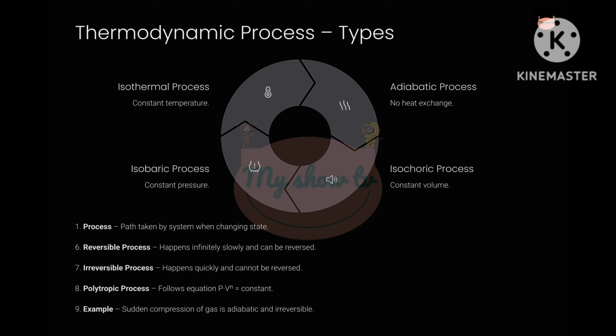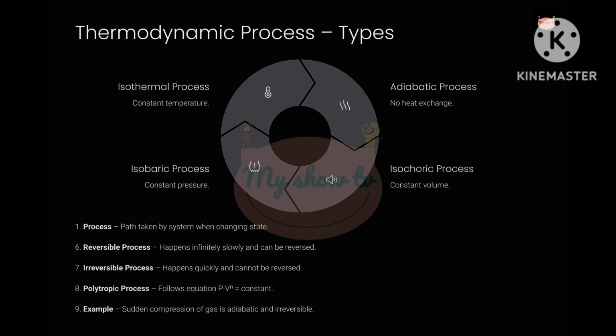Slide 4. Thermodynamic process types. When a system changes from one state to another, the path it takes is called a process. Let's look at the common types of thermodynamic processes. 1. Isothermal. Temperature remains constant. The gas cools or heats to maintain the temperature during compression or expansion. 2. Adiabatic. No heat is exchanged with surroundings. Rapid compression of air in a pump is adiabatic.